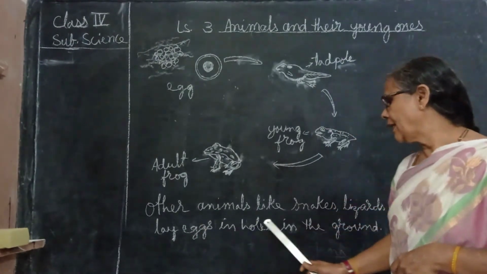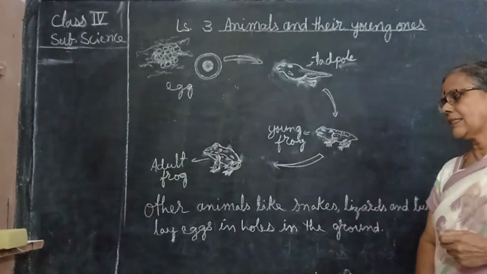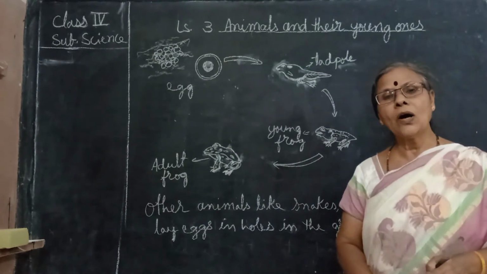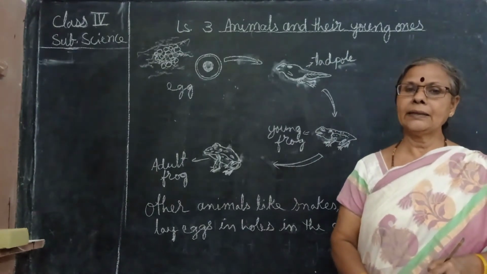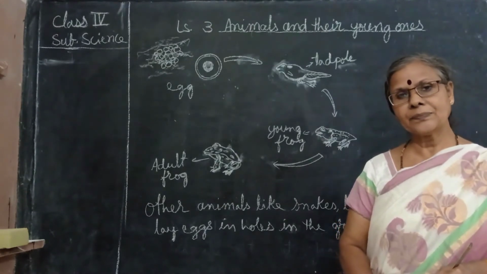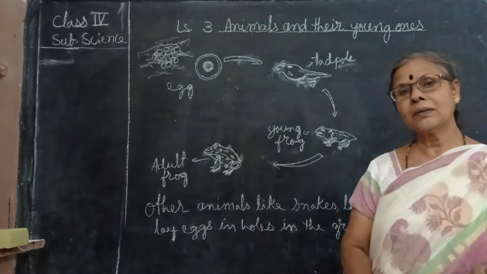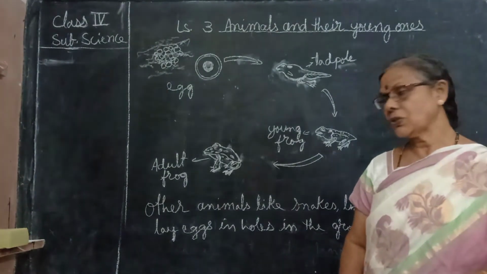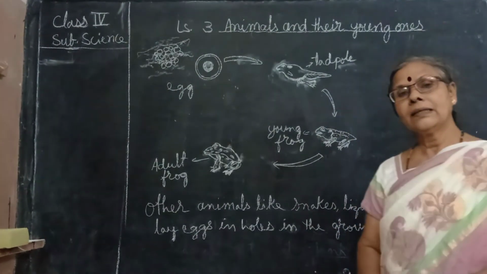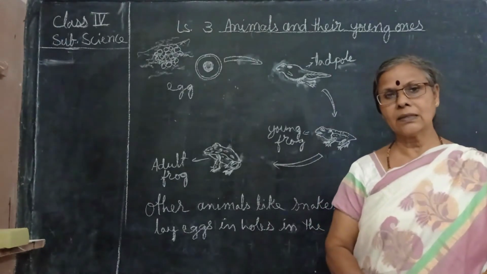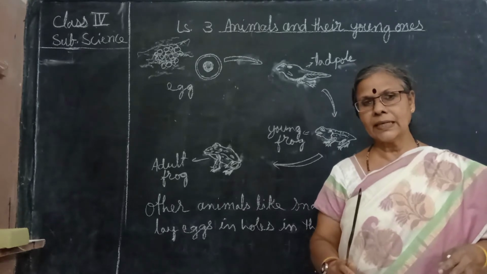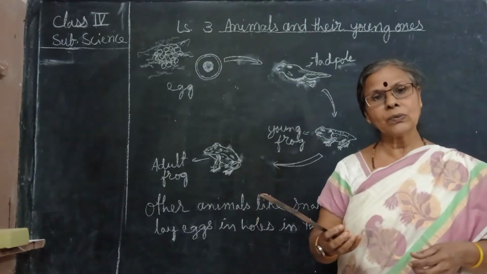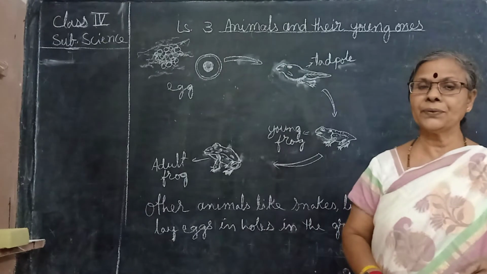There are other animals like snakes, lizards and turtles that lay eggs in holes in the ground. They get warmth from the sun and the eggs hatch into babies. Have you understood? Even turtles lay eggs. On the nesting beaches, they lay their eggs and cover them with sand. After some time, the egg hatches, and slowly the baby takes its head out towards the water and starts swimming in the water.